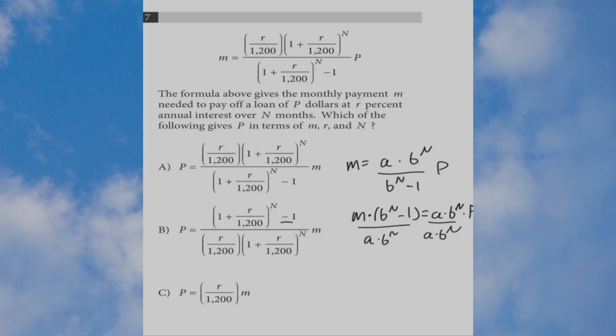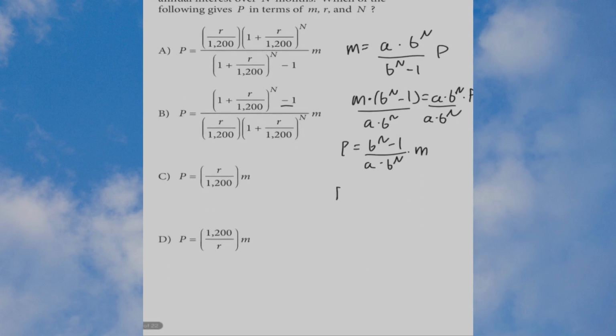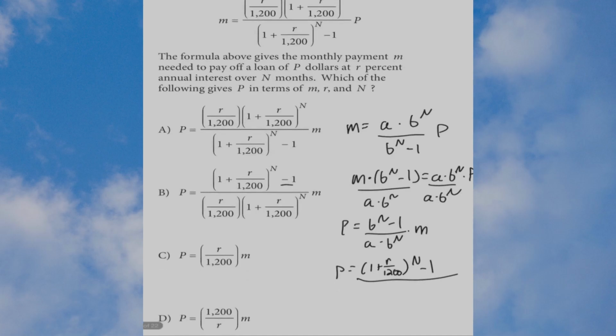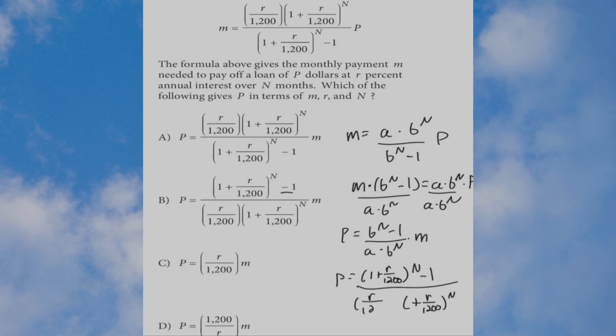We are given p is equal to b to the n minus 1 over a times b to the n times m. We can rewrite this back with our original values. b to the n is just 1 plus r over 1,200 to the n. We have the minus 1. Replace the b to the n on the bottom as well, and we have 1 plus r over 1,200 to the n. And then we replace the a, r over 1,200, and multiply that by m. And clearly the answer here is going to be b.